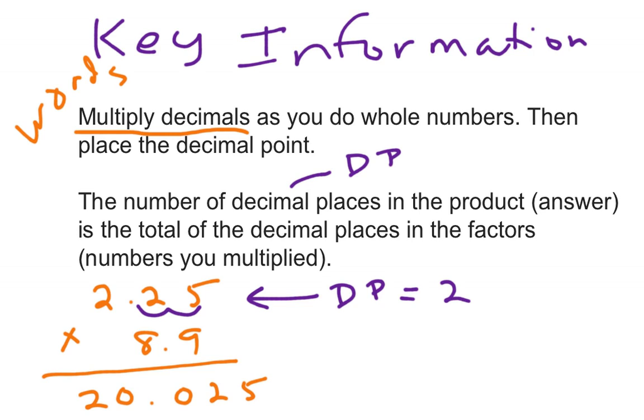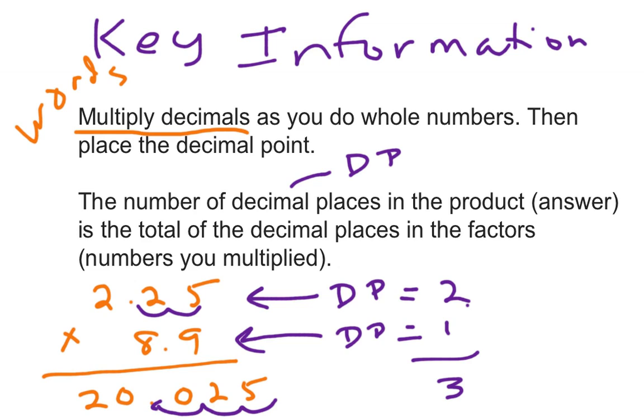So DP is my decimal place. I'm abbreviating with DP just because I can't write decimal places all the way across and still have room for the number. The second number had one decimal place. I'm going to total those up. And that's where you get your 3 decimal places.